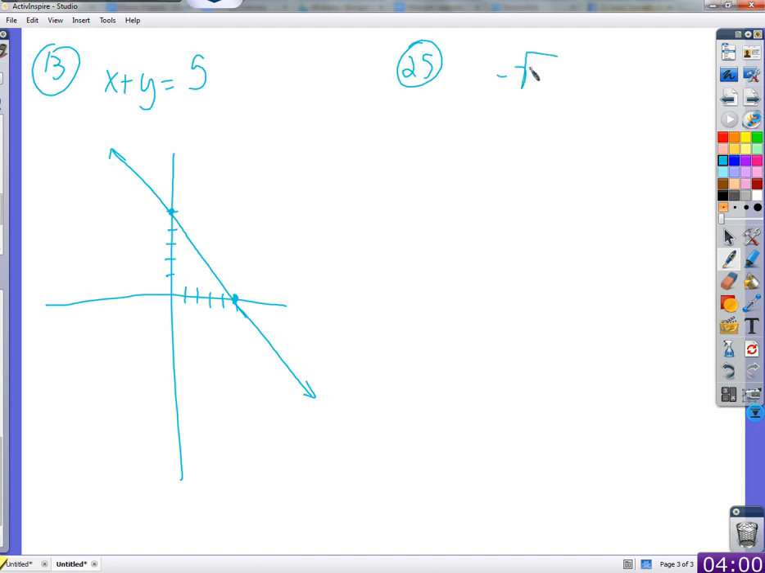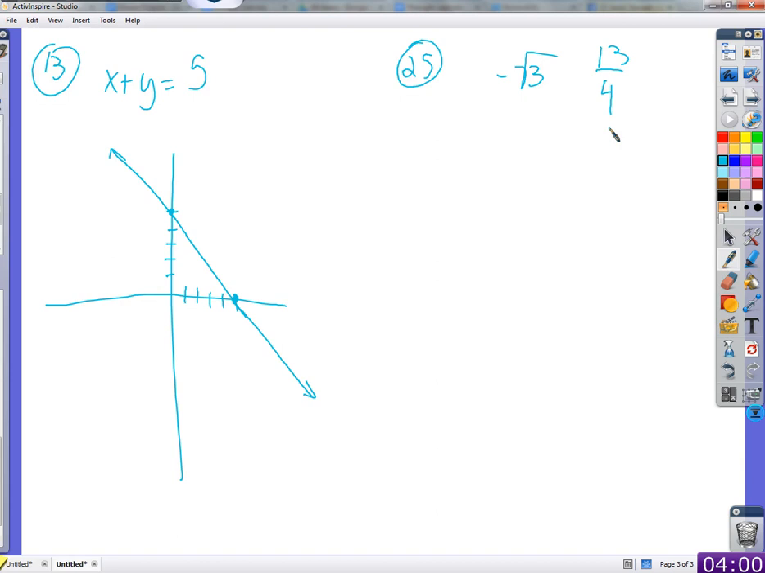Okay, so negative square root of 3 and 13/4. Let's just use our intuition, because what it's asking us is the following number line shows the graphs of negative square root of 3 and 13/4. So what's 13/4 close to? Close to 3. Why 3? Because 13 is close to 12.